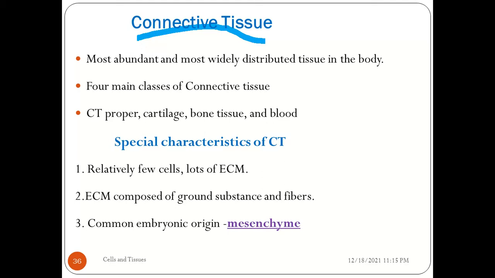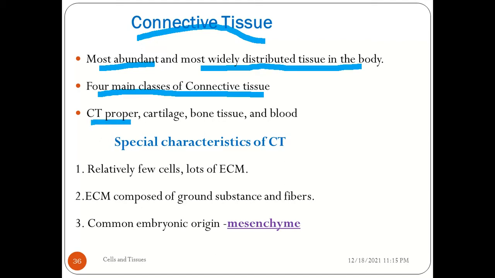The second is connective tissue, the most abundant and most widely distributed tissue in the body. In general, connective tissue can be classified into four main classes. One is connective tissue proper, where CT stands for connective tissue. The others are cartilage, bone tissue, and blood. These four types are known as connective tissues.